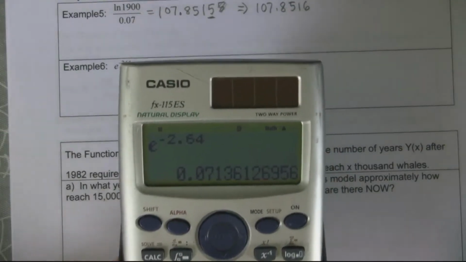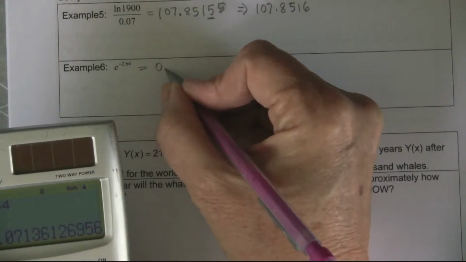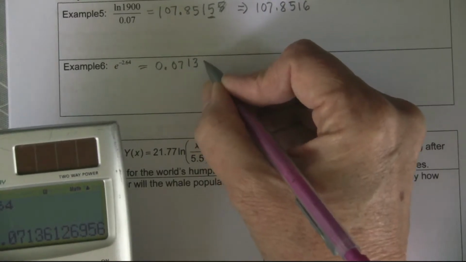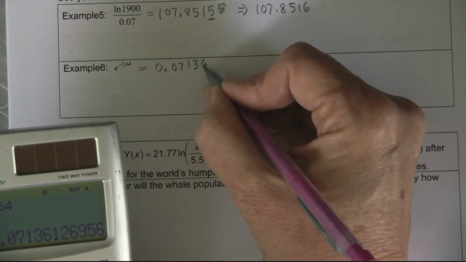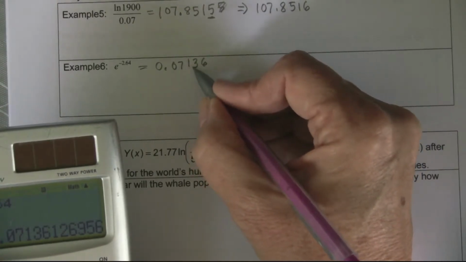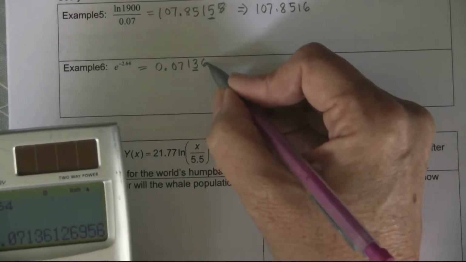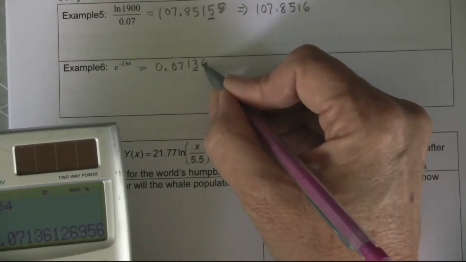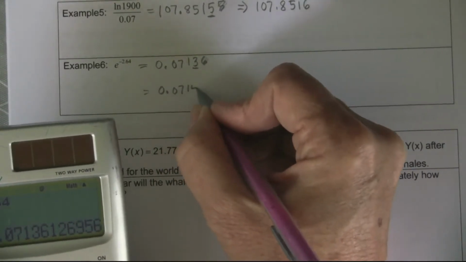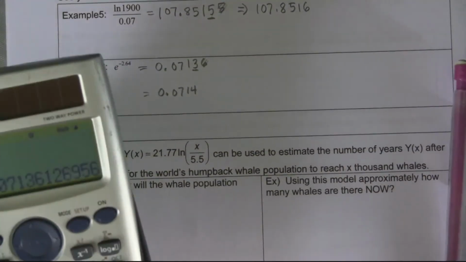So this is one way of doing it. And so this is equal to 0.0713, 3, the next number is a 6, and because 4 places, 1, 2, 3, 4, the last number should be 3, and because this is a 6, we're going to bump that up to a 4. So 0.0714 would be when we round it to 4 places, like they said.